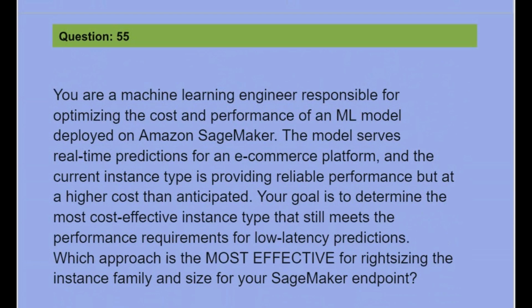Question is, you are a machine learning engineer responsible for optimizing the cost and performance of an ML model deployed on Amazon SageMaker. The model serves real-time predictions for an e-commerce platform, and the current instance type is providing reliable performance but at a higher cost than anticipated. Your goal is to determine the most cost-effective instance type that still meets the performance requirements for low latency predictions. Which approach is the most effective for right-sizing the instance family and size for your SageMaker endpoint?